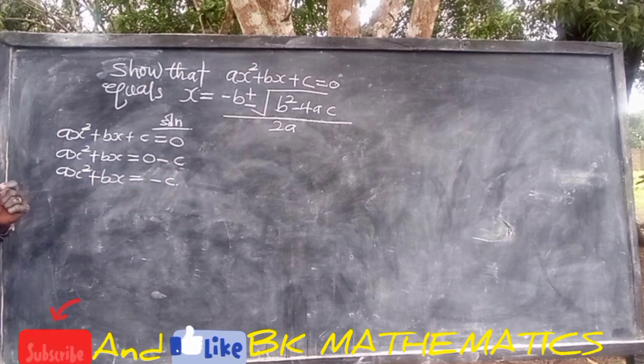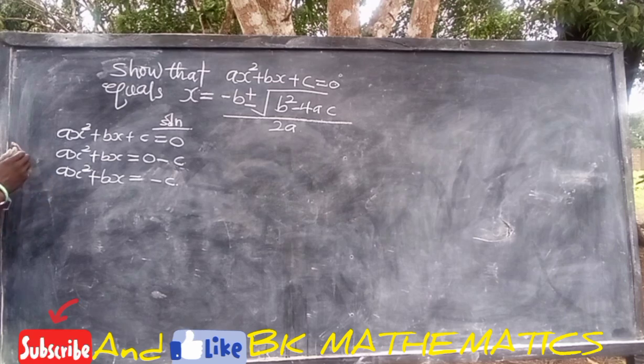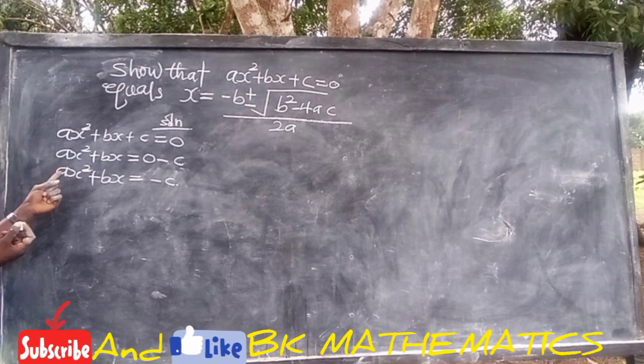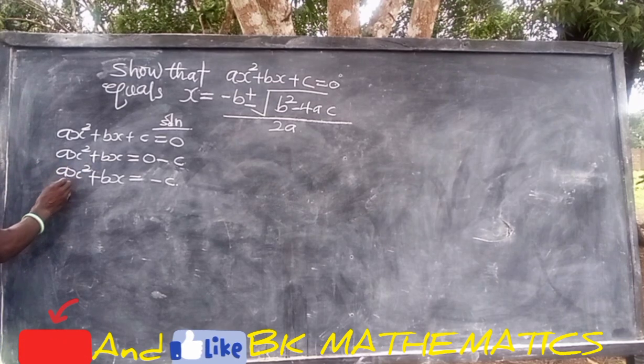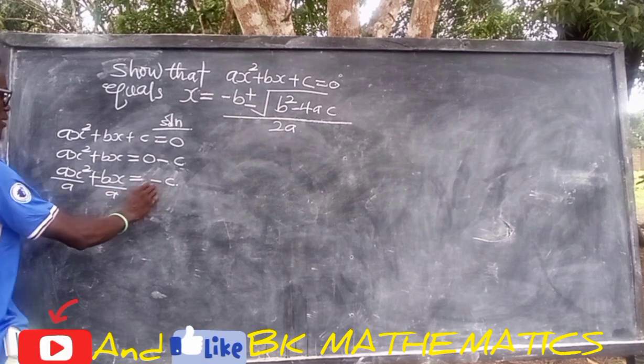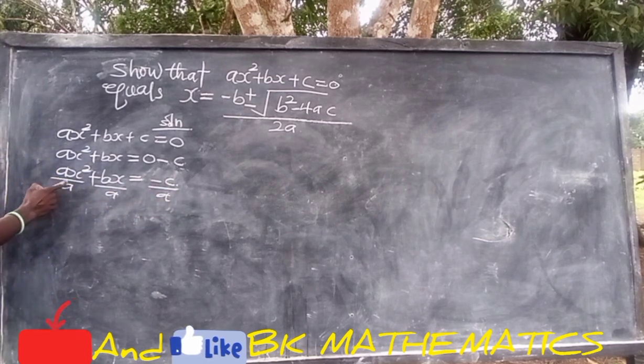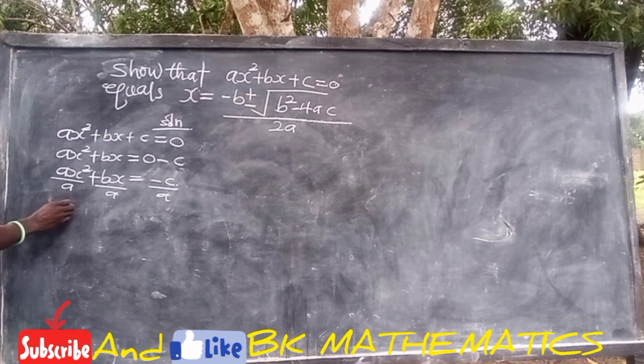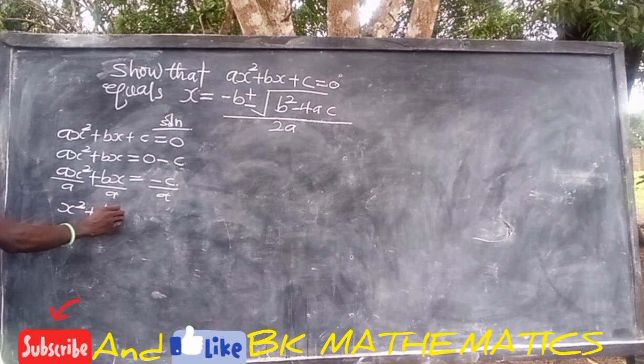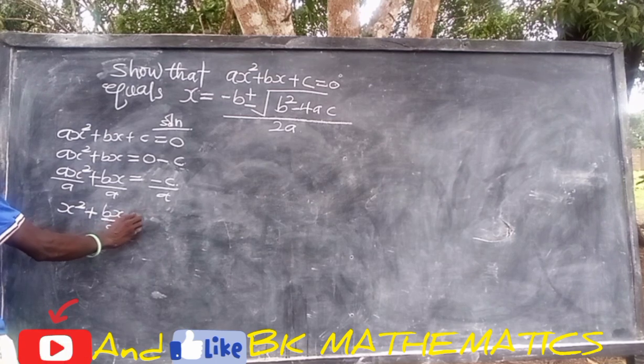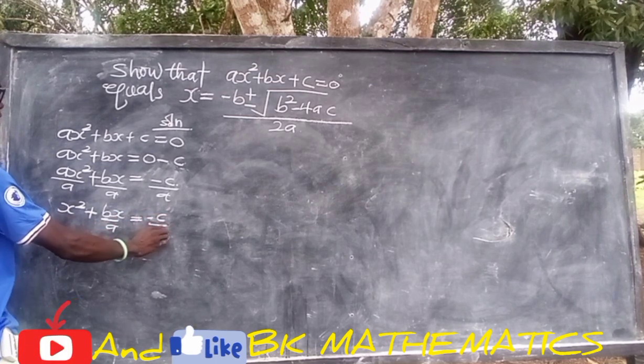The next step, let's divide both sides by the coefficient of x squared. That is a. We divide both sides by a. Now this a comes to this a. Then what remains? You are having x squared plus bx upon a is equal to minus c upon a.